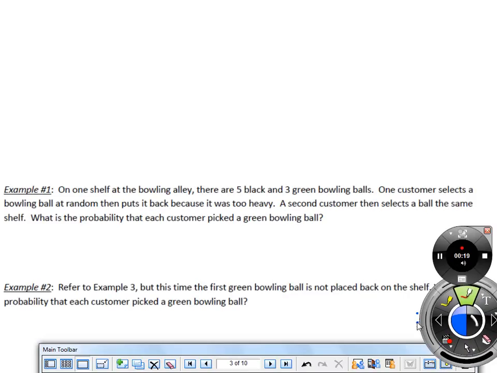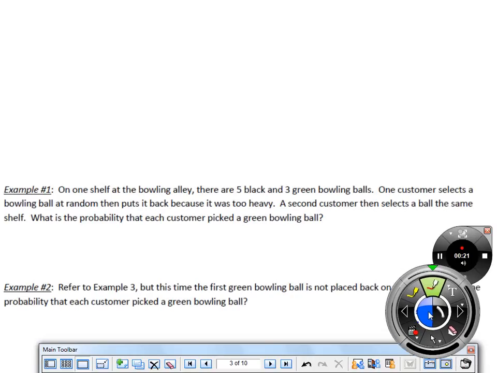So looking at the first example, it says, on one shelf at the bowling alley, there are 5 black and 3 green bowling balls. One customer selects one at random, puts it back. The second customer selects a ball on the same shelf. What's the probability each customer picked a green bowling ball? So first customer picking a green bowling ball would be 3 successes because there are 3 green balls out of 8 total. And then, like we talked about, since we want another event to happen, this is an and probability. Since the ball was returned, there are still 8 balls, still 3 of them on the shelf for the second person to pick from. So then our final answer would be 9 out of 64.